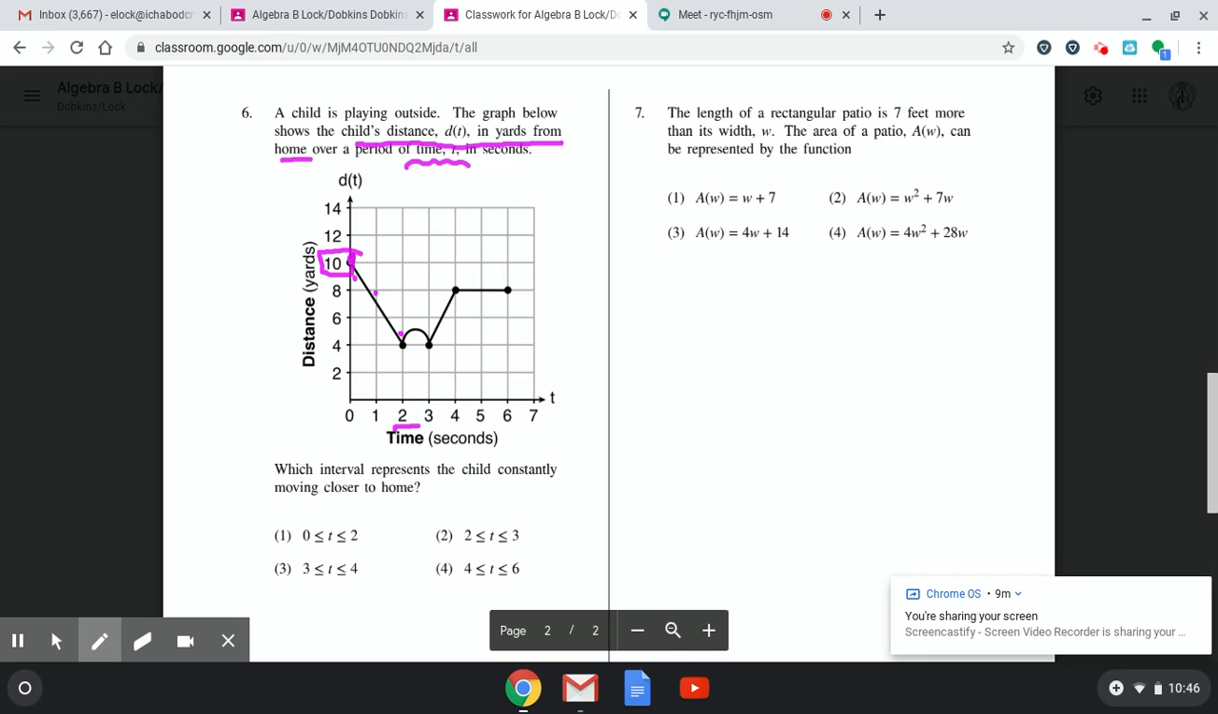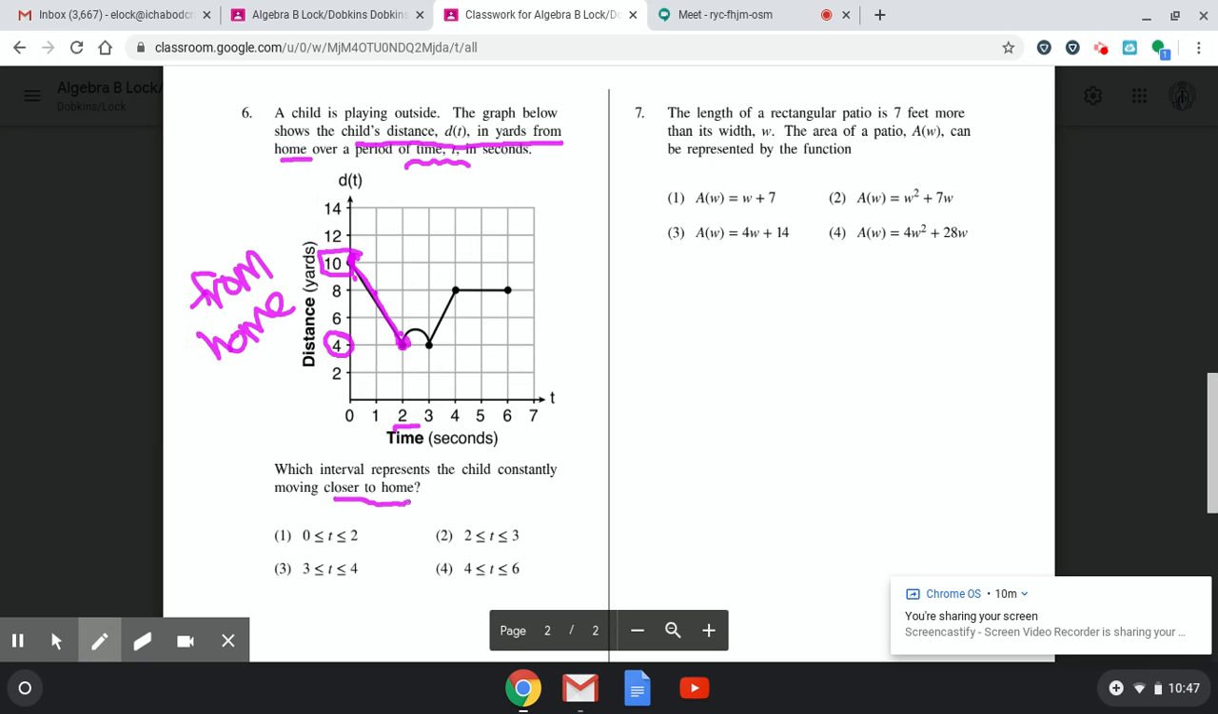Can anyone explain what's happening from here to here on the graph? It's decreasing. Yeah, the distance from home is decreasing. So what does that mean the child's doing? Like, think about yourself in the backyard. If you're 10 yards from home at the start, and now this ordered pair says 2 seconds later you're 4 yards from home, what did you do? Moving closer. Yeah, you moved closer to home, right? And that's what the question's asking about.